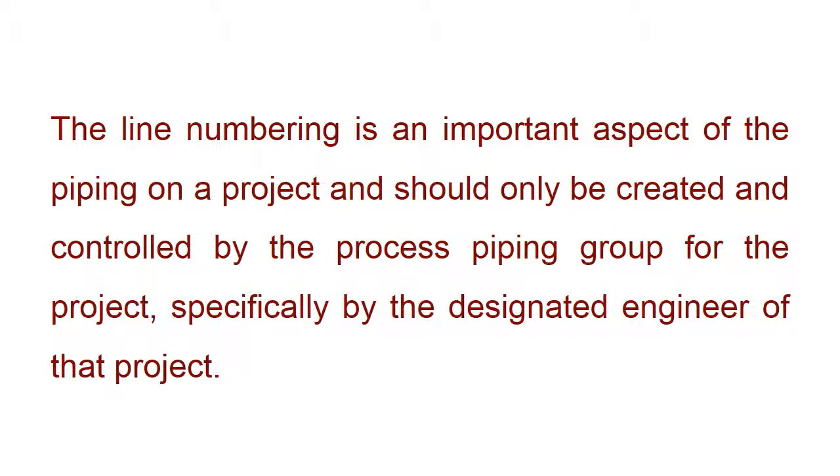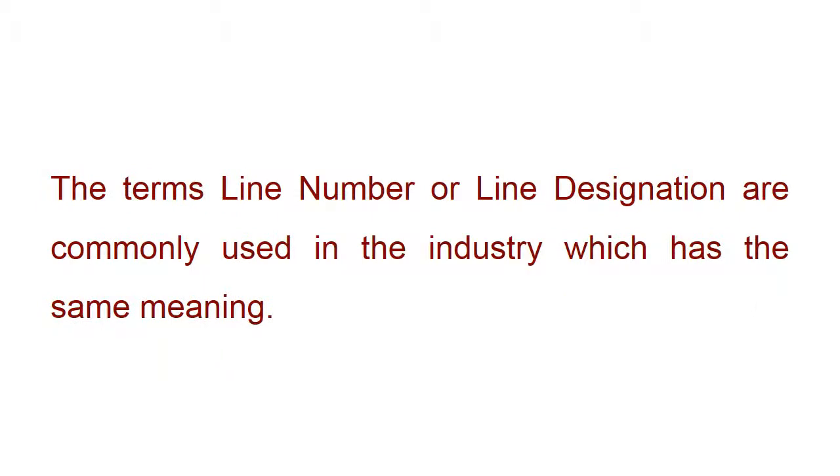The line numbering is an important aspect of the piping on a project and should only be created and controlled by the process piping group for the project, specifically by the designated engineer of that project. The terms line number or line designation are commonly used in the industry, and have the same meaning.